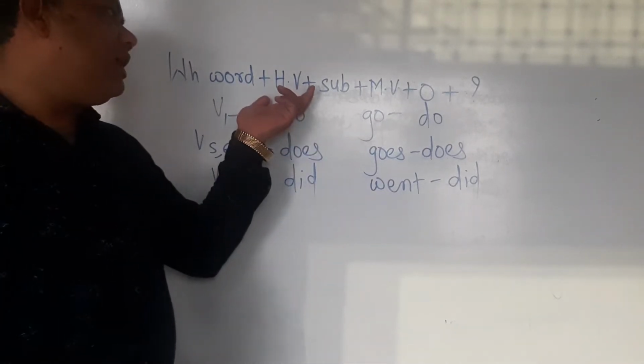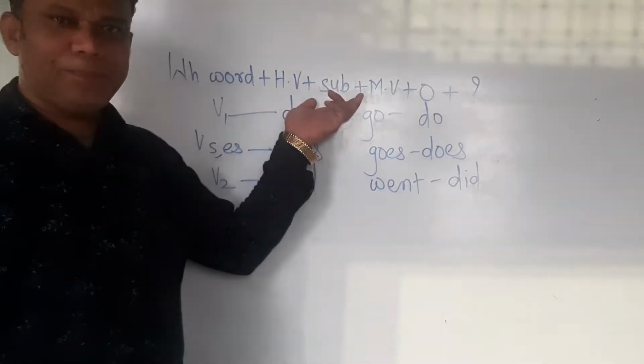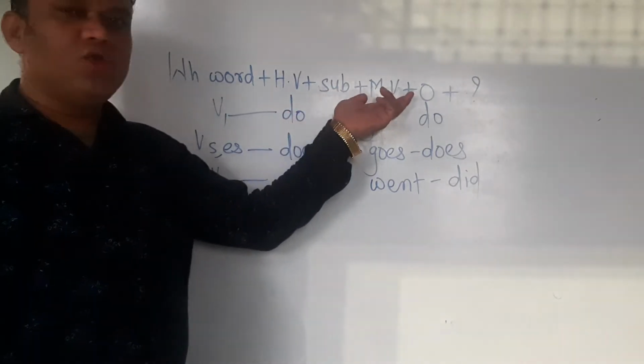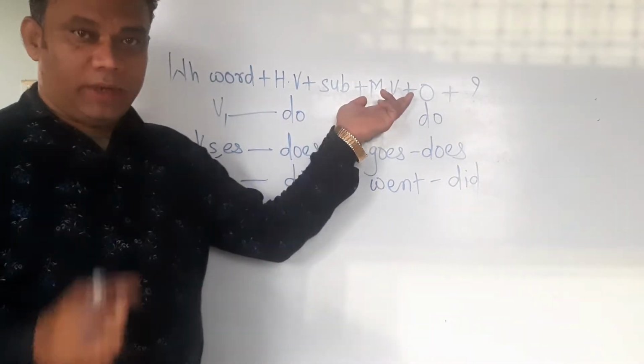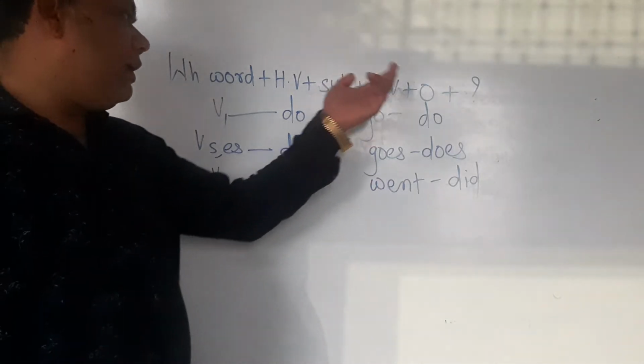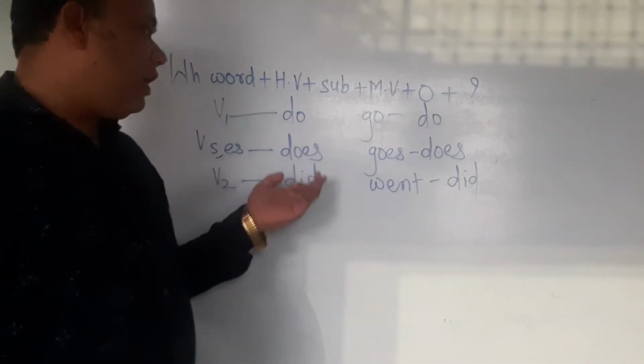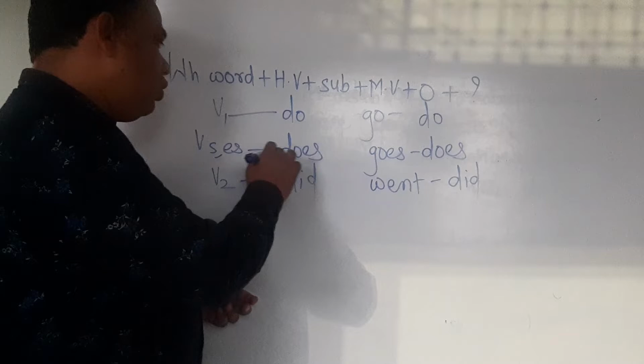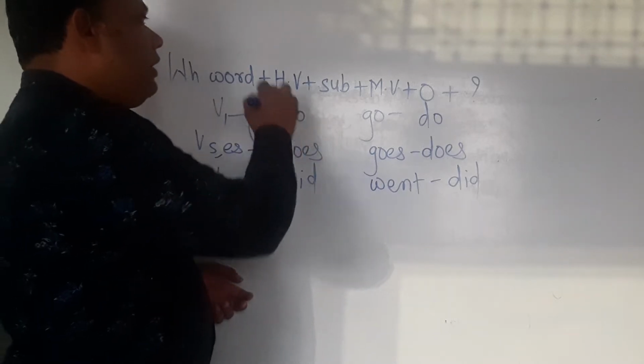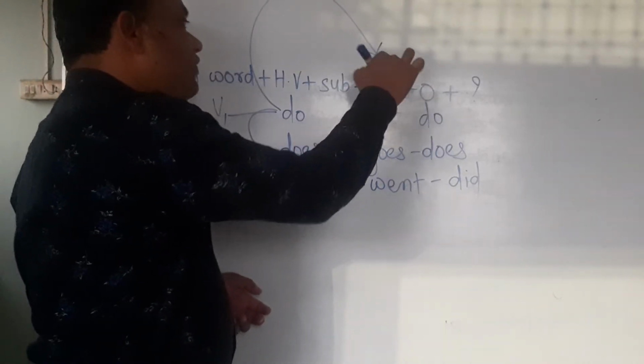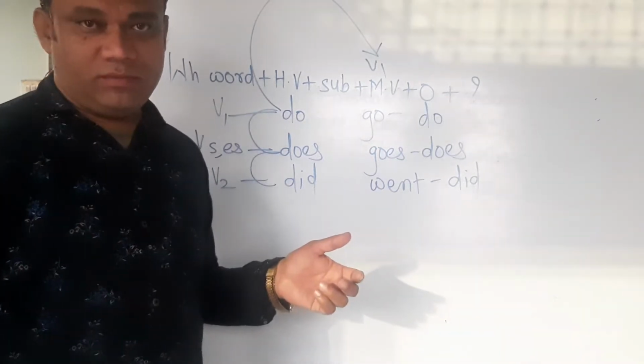Then after taking the helping verb, the subject will be there. Now the time comes to use the main verb. But here one important point is there. Remember that if we have made use of do, does or did, then here the main verb we always have to write in the first form.